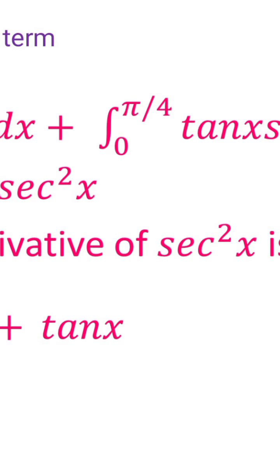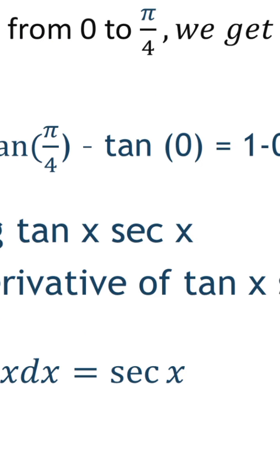Integrate each term. The integral from 0 to pi over 4 of secant squared x dx plus the integral from 0 to pi over 4 of tangent x secant x dx. Integrating secant squared x, the antiderivative of secant squared x is tangent x. Evaluating this from 0 to pi over 4, we get tangent pi over 4 minus tangent 0 equals 1 minus 0 equals 1.